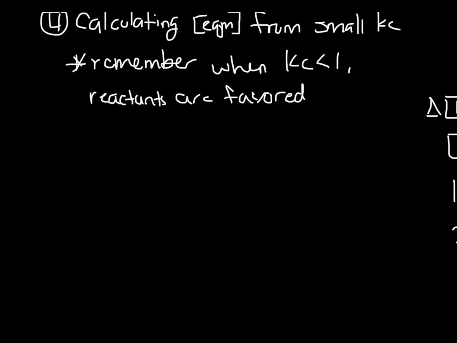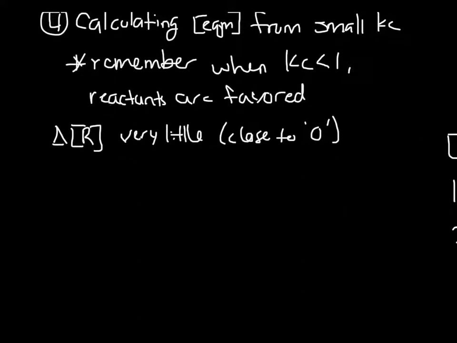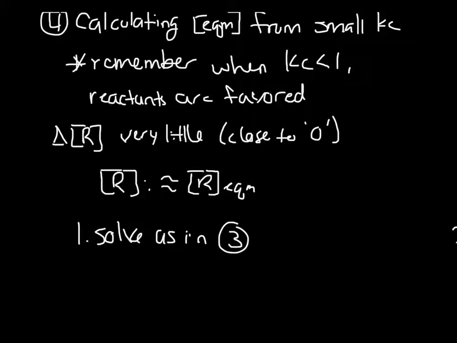The fourth calculation is calculating the concentration of equilibrium from a very small Kc value. So remember, when Kc is less than 1, reactants are favored. So we know the change in the concentration of reactant has to be very little, and it's close to 0. Therefore, we say the concentration of your initial reactant is close to or the same as the concentration of your equilibrium reactant. So we solved this the same as we did in number 3, algebraically using x.